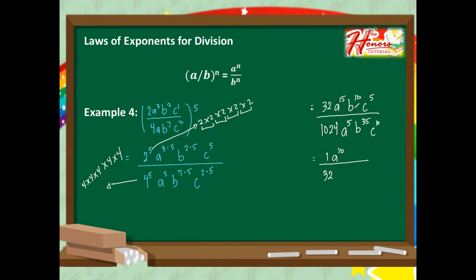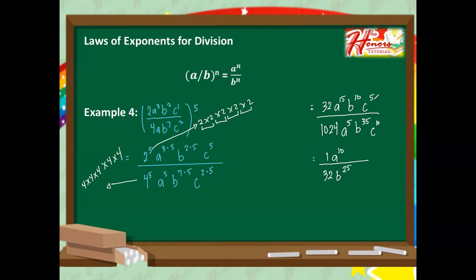Next, how about 10 minus 35? I will subtract these numbers and then I will choose on which side I will put the difference, just like this. 10 minus 35, that's 25. Where will I put b raised to 25? In the denominator, because 35 is bigger than 10.